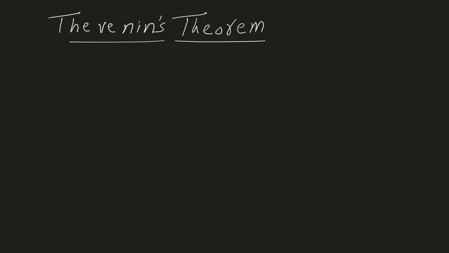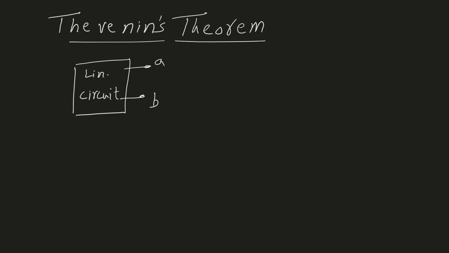In this video, we will study Thevenin's theorem. Thevenin's theorem states that a complex linear circuit can be represented by a voltage source in series with a resistor. So if we have, for example, a linear circuit, and we have, let's say, these two terminals, A and B, and this is our linear circuit.